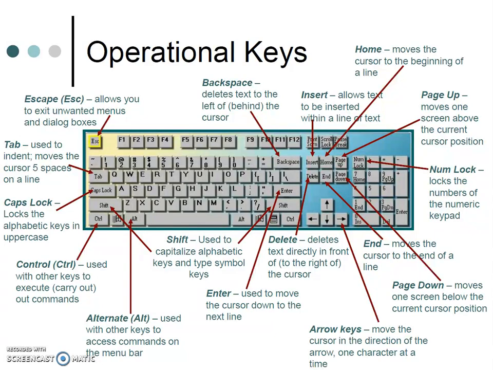Alternate, or Alt for short, is used with other keys to access commands on the menu bar. Control is used with other keys to execute or carry out other commands. Caps Lock is used to lock the alphabetic keys in uppercase. So if you've got a lot of uppercase letters to type, you would use Caps Lock. If you're only capitalizing one letter, like at the beginning of a sentence, you would use Shift.